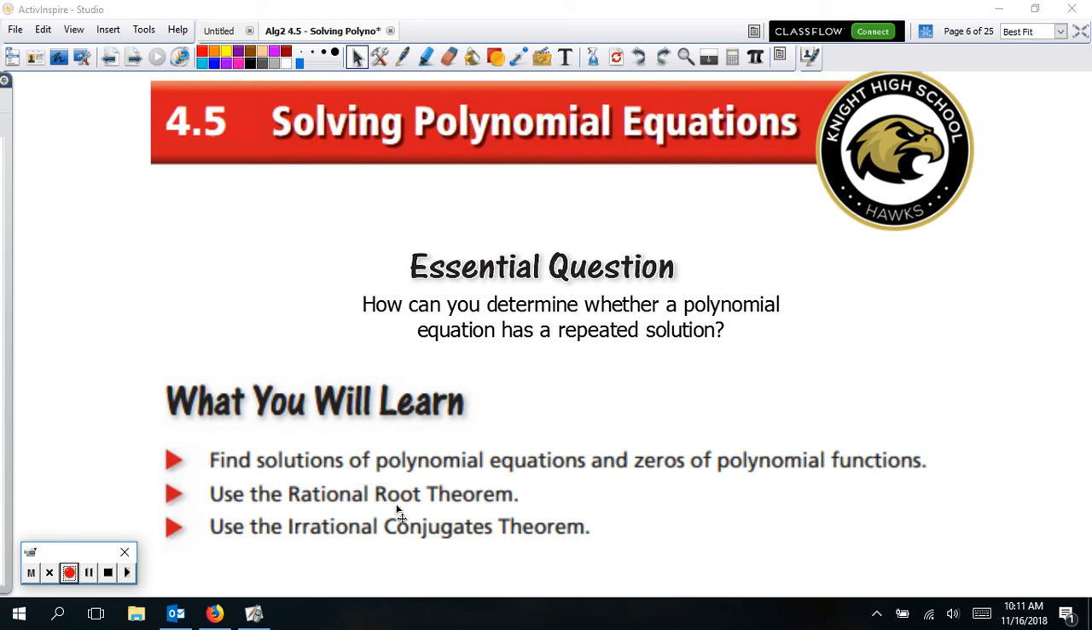Eventually, more in the part 2 lesson, we'll be looking at the rational root theorem and irrational conjugates theorem. But for now, in this part 1, we're really just mainly focusing on solving these polynomial equations and even doing a little bit of graphing along with that.